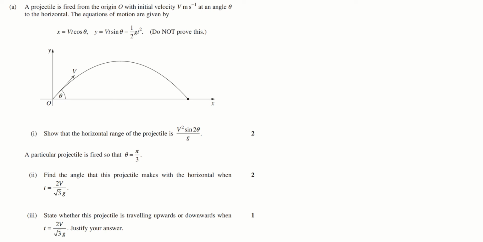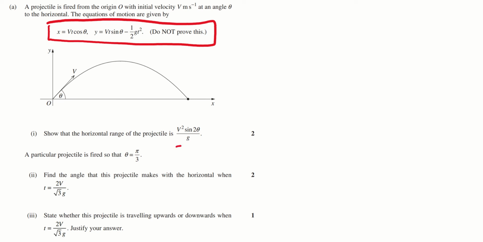Alright, so we've got our projectile, and they've said that we have these two formulas here and that we don't have to prove them, which is great, because if they didn't say do not prove this, we would have to go through what we know, our proofs from our last video, and prove these before we would have to use them. But we don't have to do that. So question 1 says we need to show the horizontal range of the projectile is given as this.